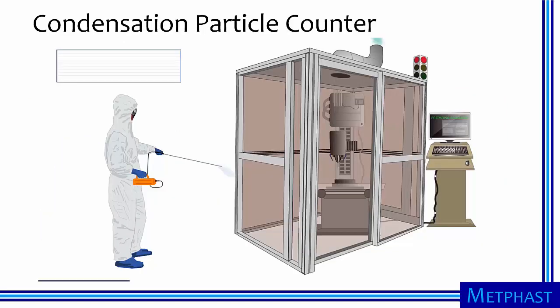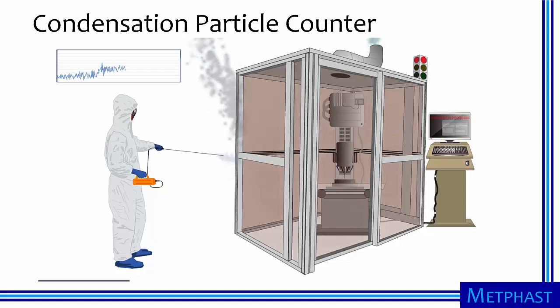This animation depicts the operating principle of a condensation particle counter. This device is extremely useful for detecting nanoparticle concentrations in the workplace, such as finding a leak in an enclosure. Particle concentrations are low where there is no leak, but high where there is a leak.